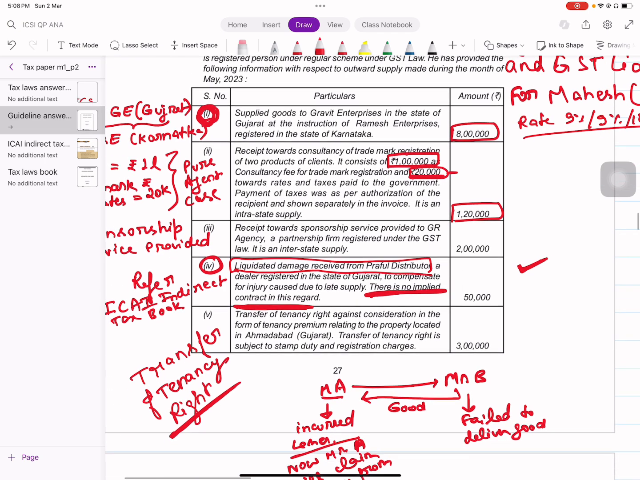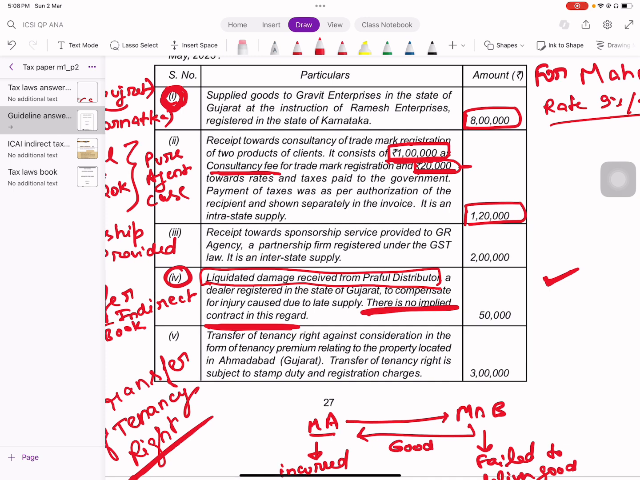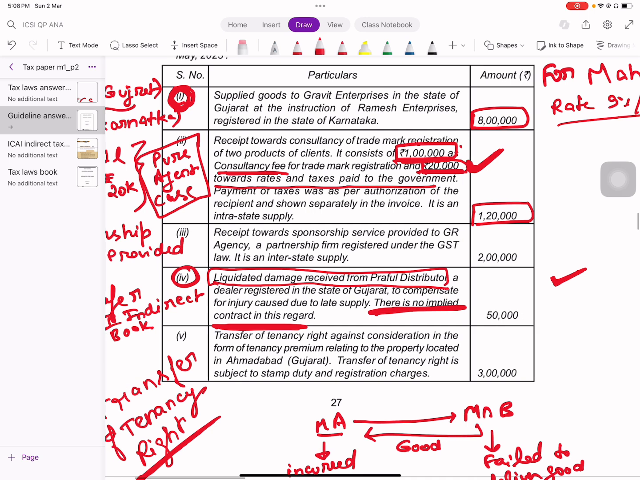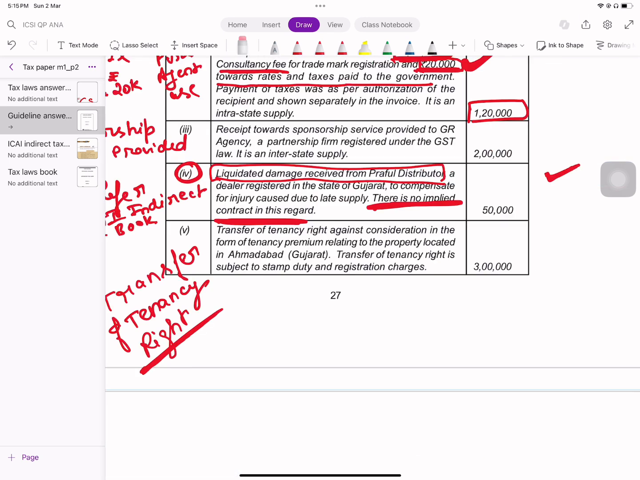Now the second transaction, receipt towards consultancy of trademark registering of 2 products of a client. It consists of 1 lakh rupees as consultancy fee and 20,000 rupees towards rates and taxes paid to the government. Now this is a pure agent service case, where the agent has provided its services along with some pure agent services, like paying this 20,000 rupees on behalf of its client to the government. Since this 20,000 rupees was paid on behalf of the client, this will not be included in taxable value of supply. Hence only rupees 1 lakh will be included. Here I have written only 1 lakh rupees as taxable value of supply.